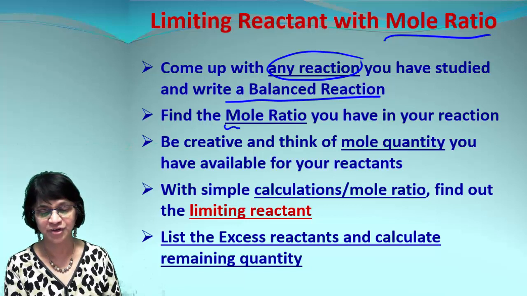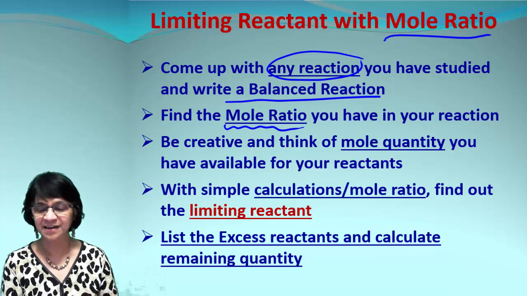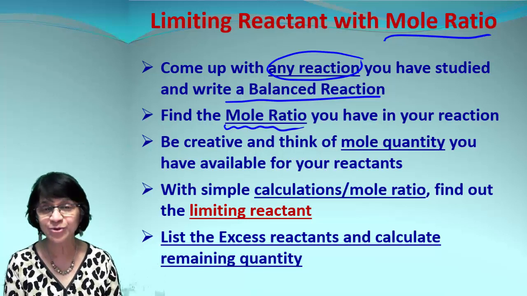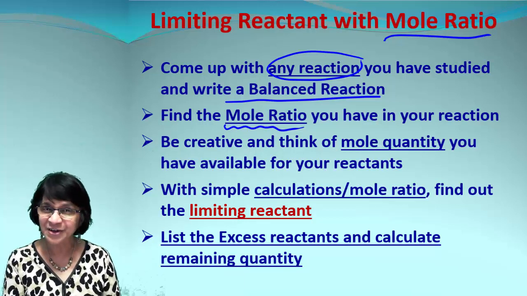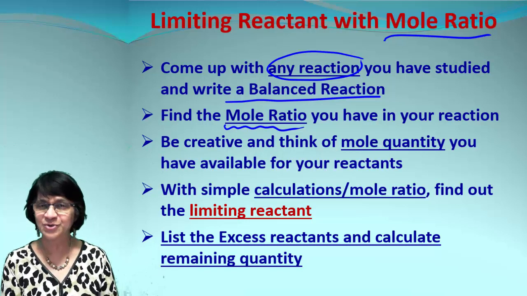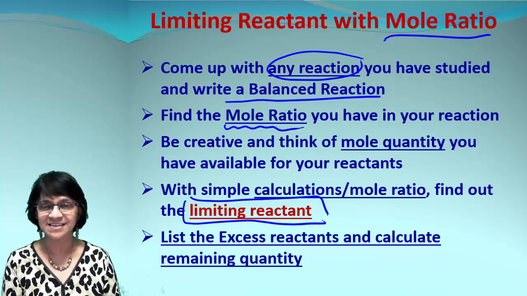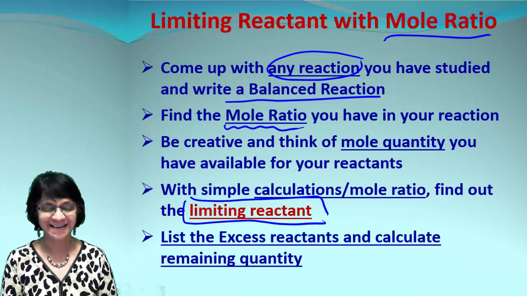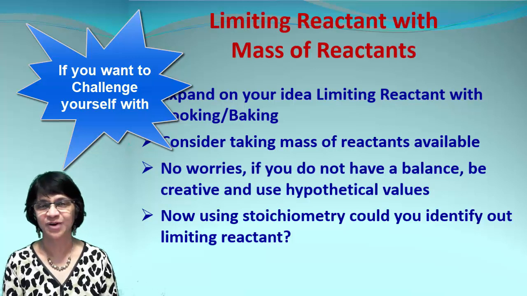After that, make sure you get the mole ratio for your reactants, and then be creative when you think about the mole quantity which you have. You can make those up with whatever quantity you have or you dream about. Then you do some simple calculations or use the mole ratio and find out the limiting reactant. Same way, you can also find out which is the excess reactant and how much of that will be remaining. This is going one step higher and I am sure you all can do that.